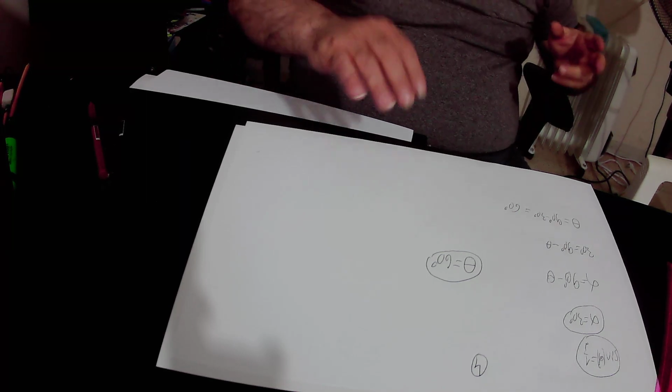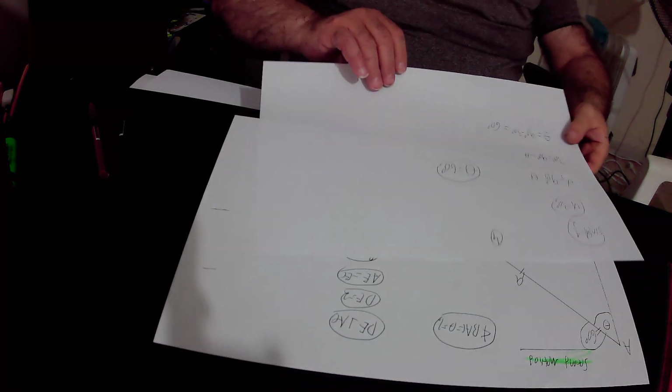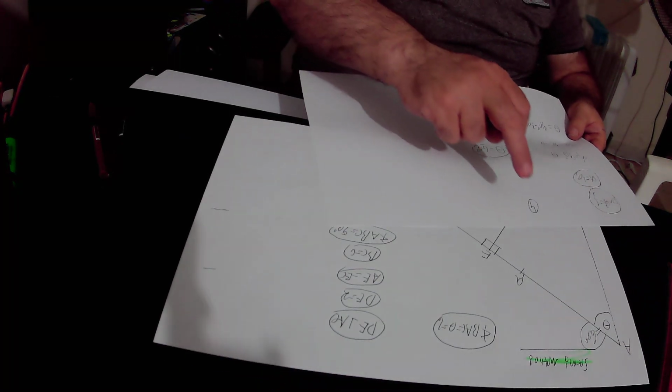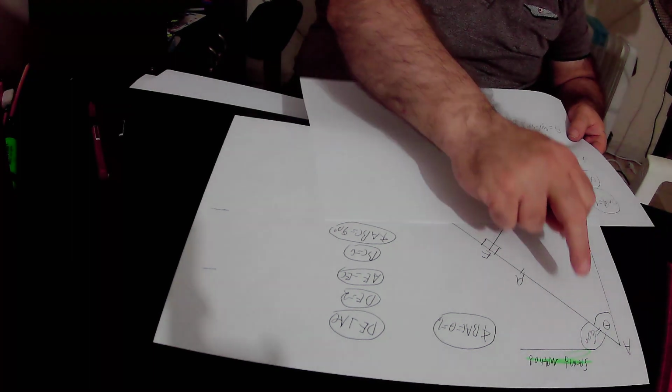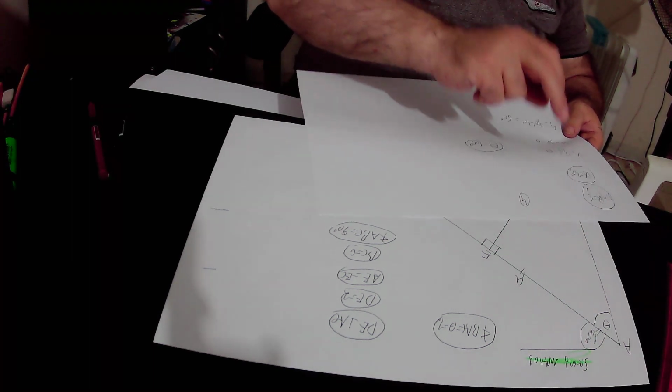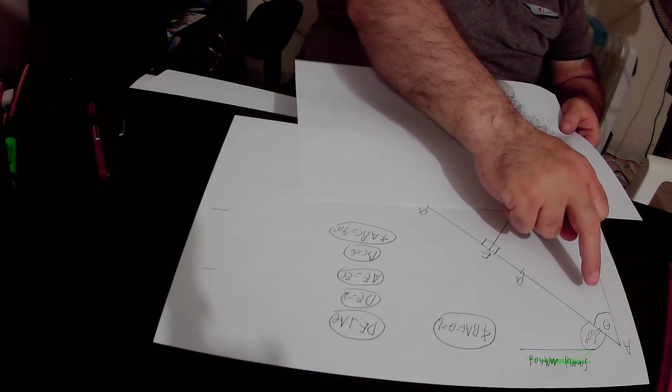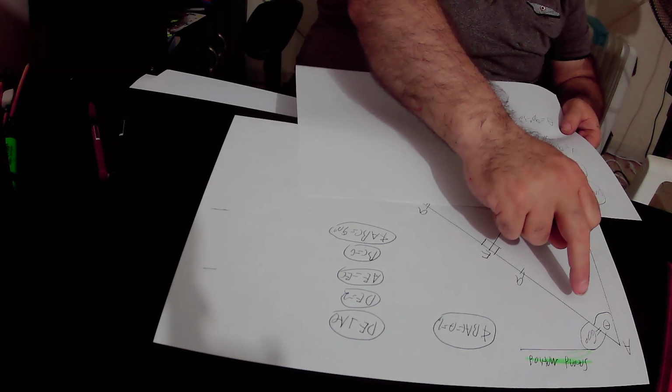So in conclusion, we found out that according to the second method, the size of angle theta is also equal to 60 degrees. So in both methods, we found out that the size of angle theta, this angle, is equal to 60 degrees.